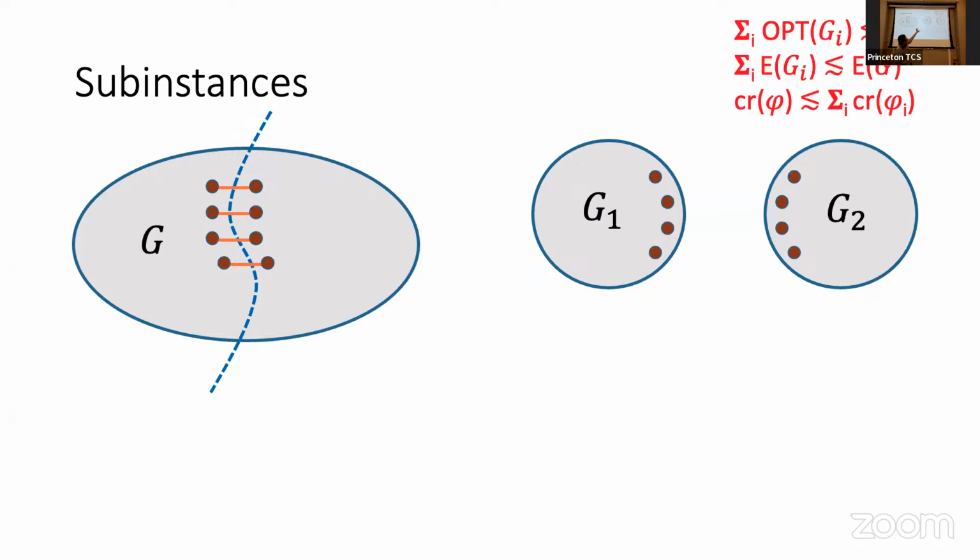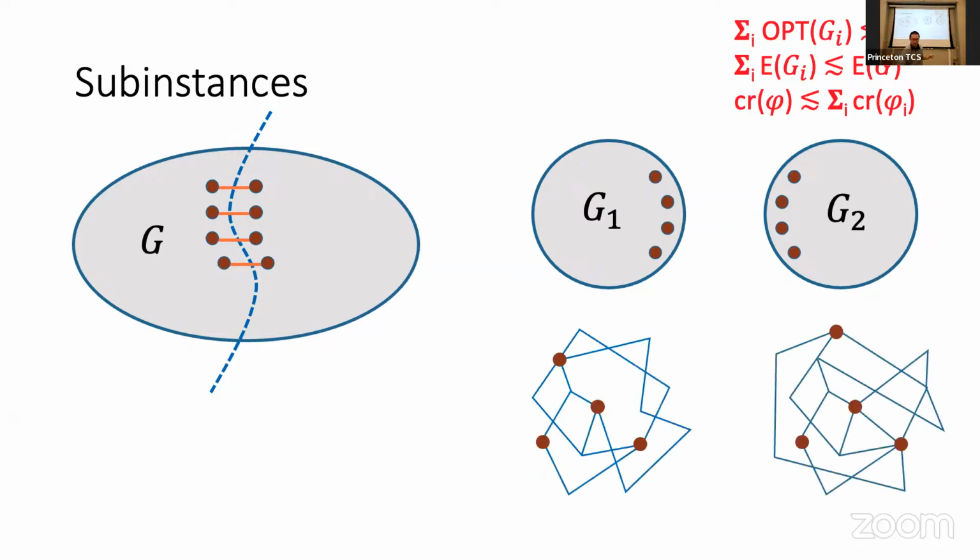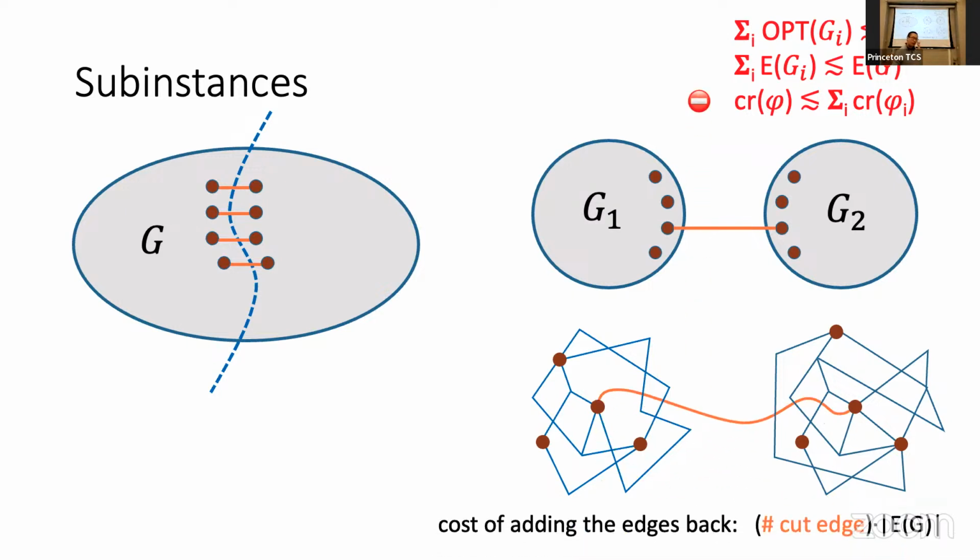Okay, but combining these two drawings turns out to be a problem. For example, if this is a drawing of G1 and this is a drawing of G2, we want to combine them into a drawing of G. We have to add the missing edges back. Since we have no control over how these two drawings look, in the worst case it's possible that adding one edge back will create crossings with many others. Every single deleted edge we add back creates more crossings, and we may end up paying the number of deleted edges times EG, and this is too much.